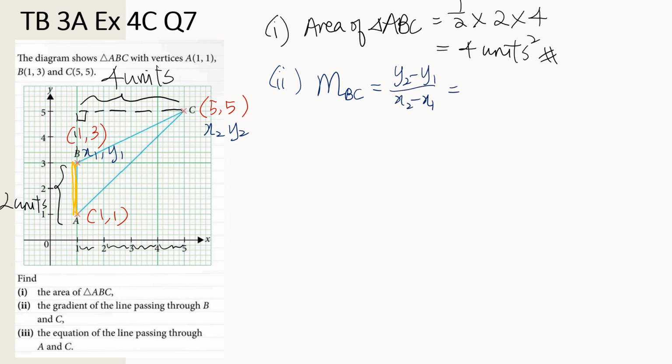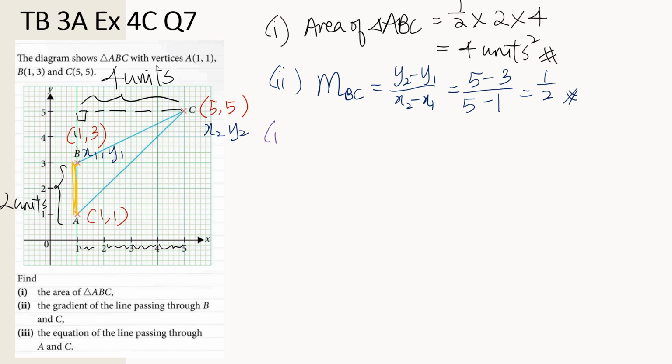And then substitute in the values for y2, which is 5, minus y1, which is 3, over 5 minus 1. That gives you 2 over 4. That is half, right? Okay, part 2 is relatively easy also. Let's look at part 3.